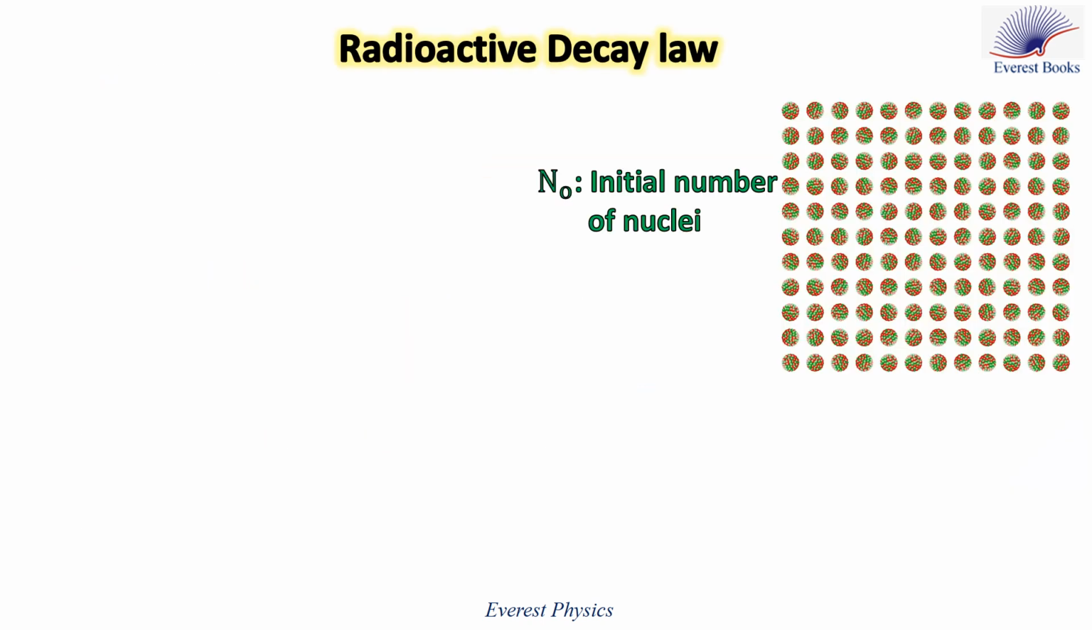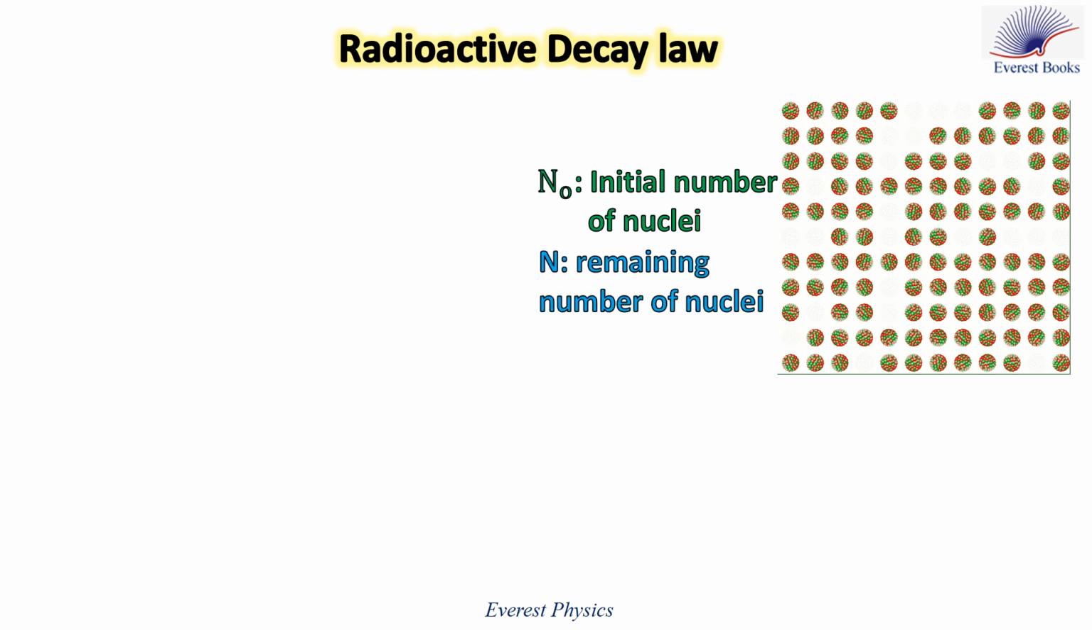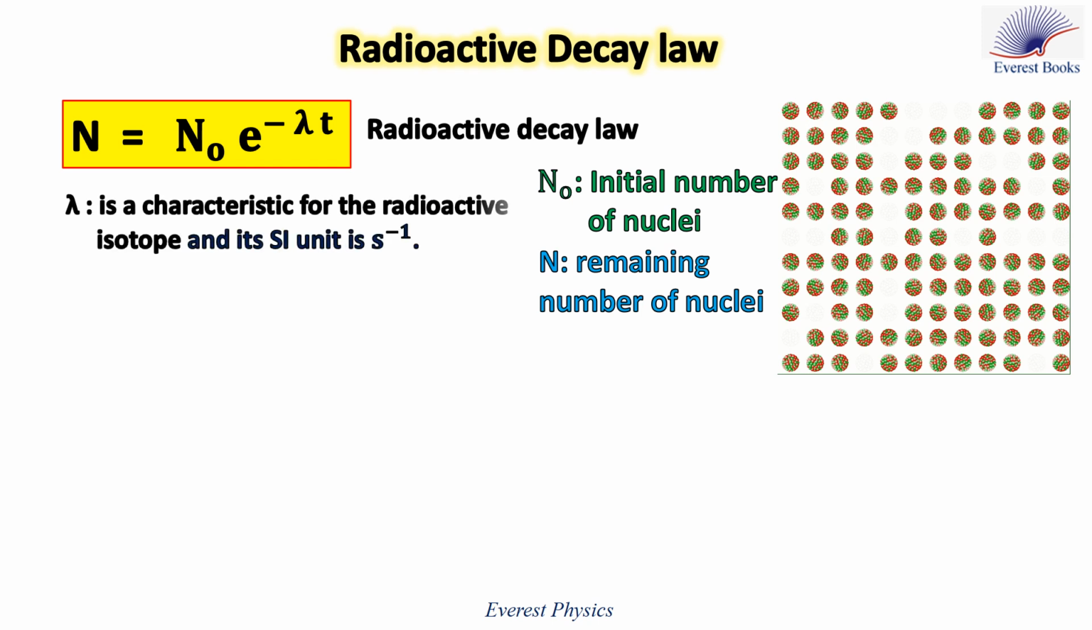Consider a sample of a radioactive isotope whose number of nuclei is N0 at time 0. Observe the simulation in the adjacent figure. The radioactive substance decays or disintegrates, so the number of nuclei decreases with time. At an instant t, the number of undecayed nuclei is N. N is given by N0 e to the power minus lambda t, which is called the radioactive decay law. Lambda is a characteristic for the radioactive isotope, and its SI unit is second to the power minus 1.